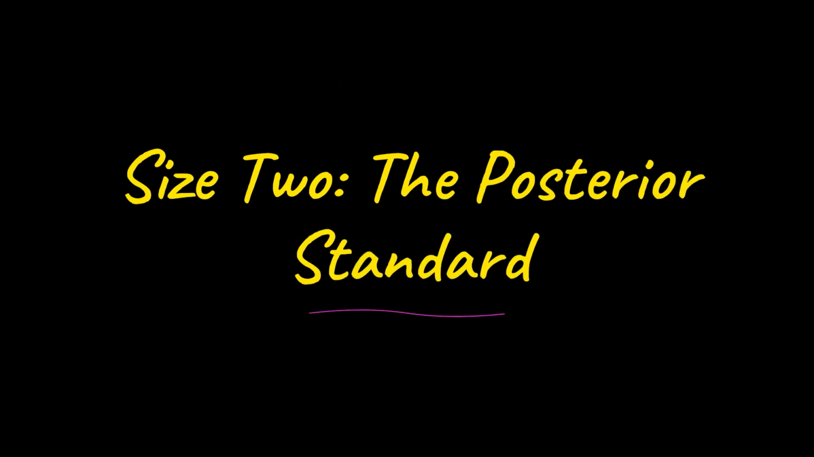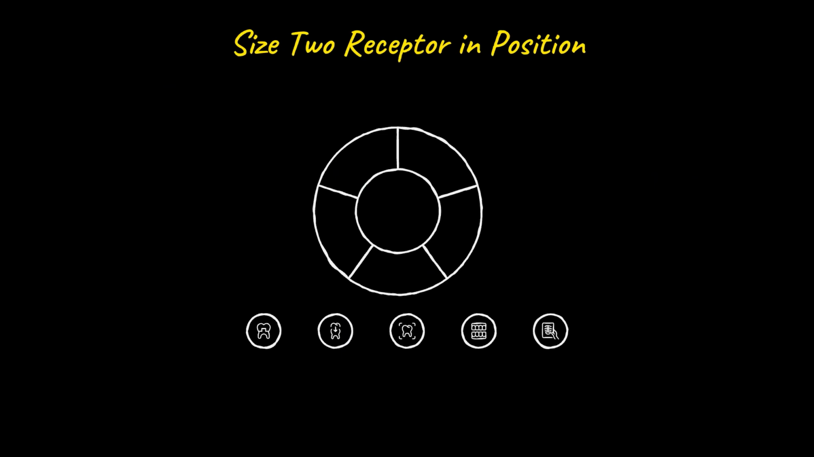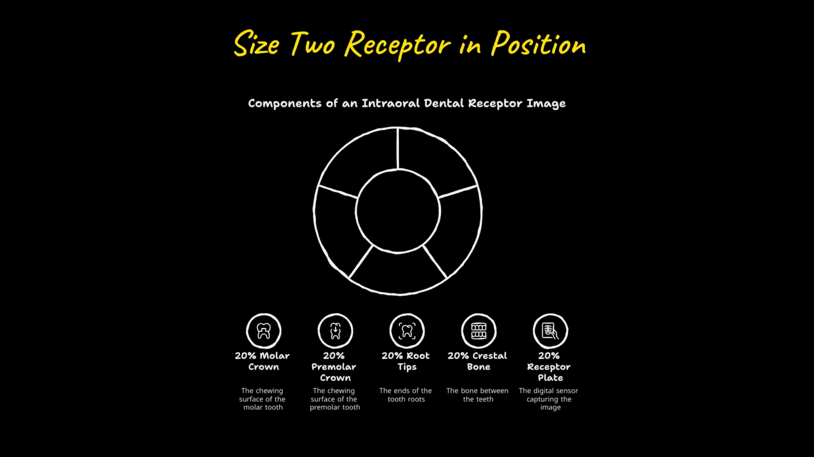In dental radiography, not all intraoral receptors are the same size. Each is designed for a specific patient population and tooth region. Size 2 is the workhorse of the series, and understanding why it became the default for adult posterior imaging starts with the anatomy it has to cover. Place for a posterior periapical, size 2 spans both the molar and premolar, capturing the full length of each tooth from crown to root tip along with the crestal bone between them.